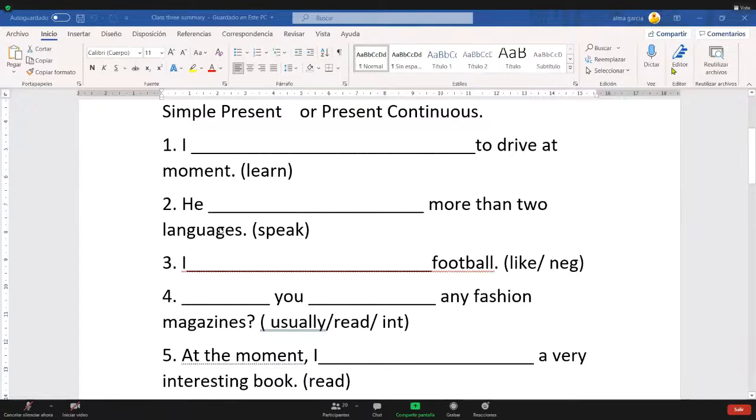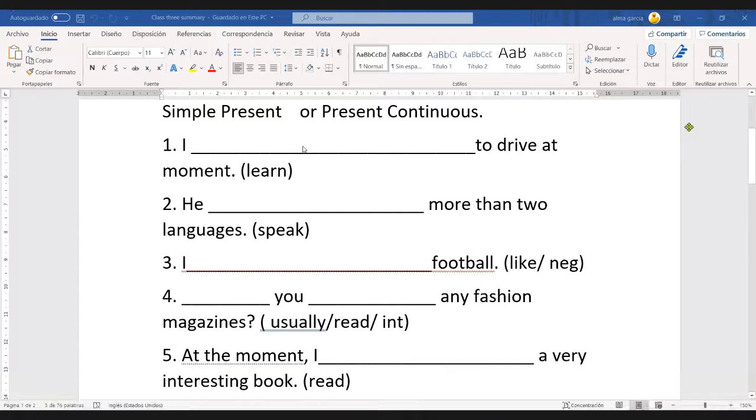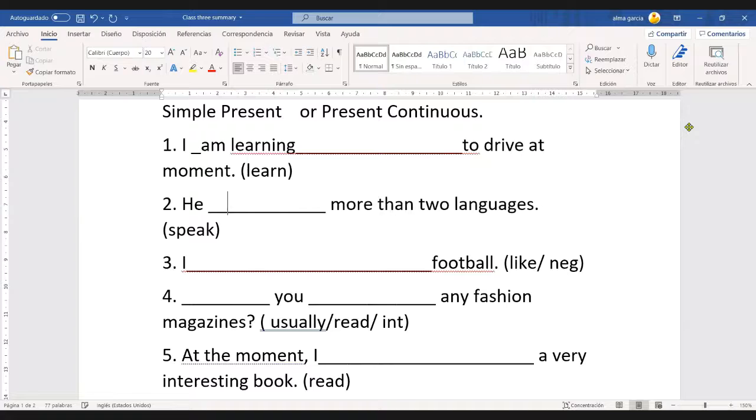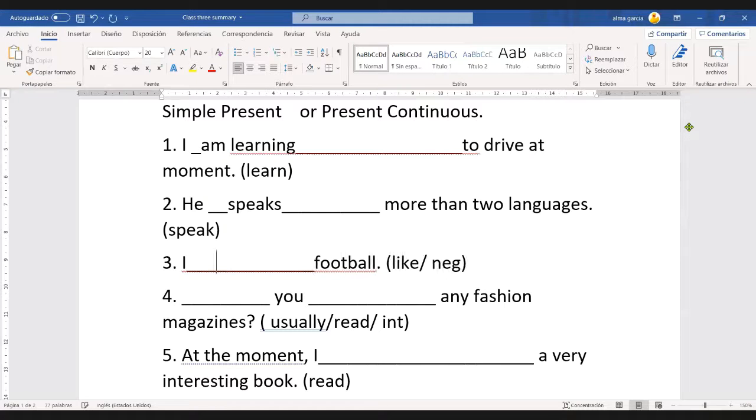Anybody else? Yes, teacher. The first is I am learning to drive at moment. Very nice. The second one is he speak more than 2 languages. Okay, remember that this is third person, so we say speaks. Sorry. Yeah, that's okay, that's okay.